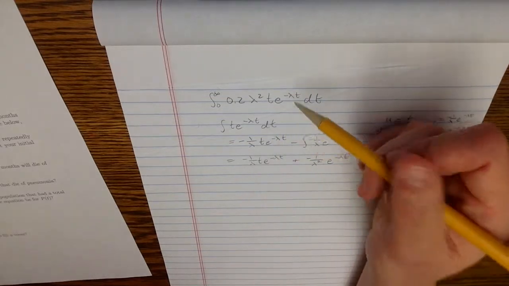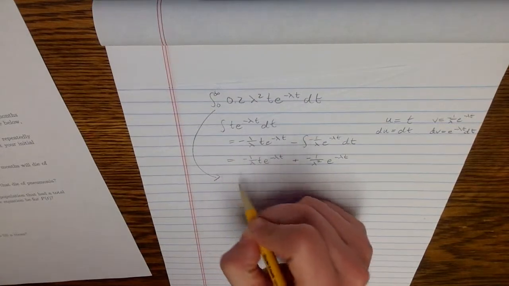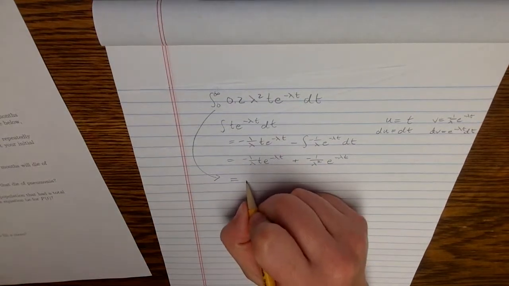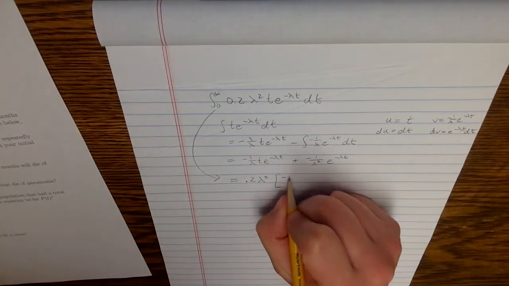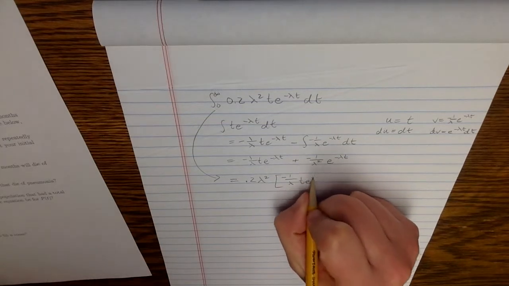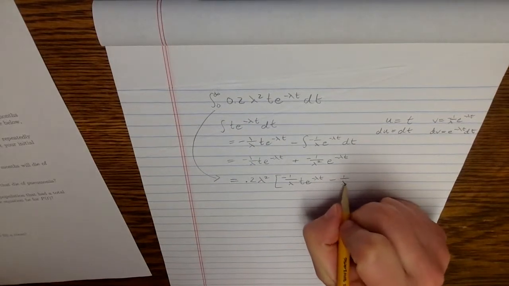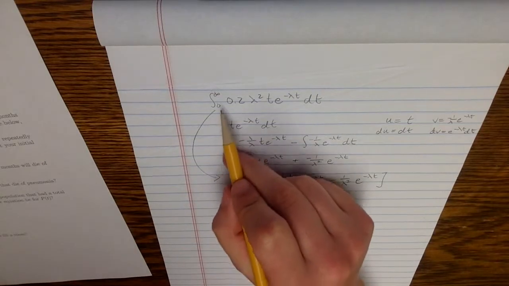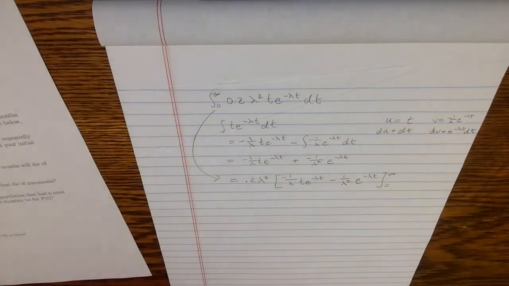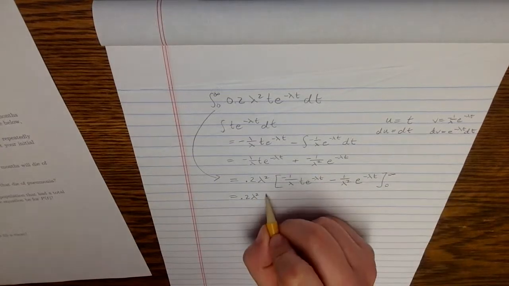Okay, and now I want to perform the definite integral. So I'm going to bring this down. This is 0.2 lambda squared times this integral, minus 1 over lambda t e to the minus lambda t, oops, and I'm going to make this a minus 1 over lambda squared e to the minus lambda t, evaluated from 0 to infinity. Okay. So now we just have to write out what this means. This is 0.2 lambda squared.